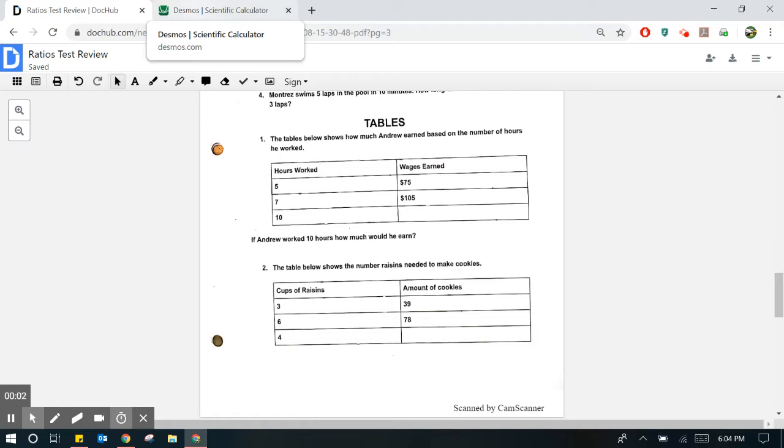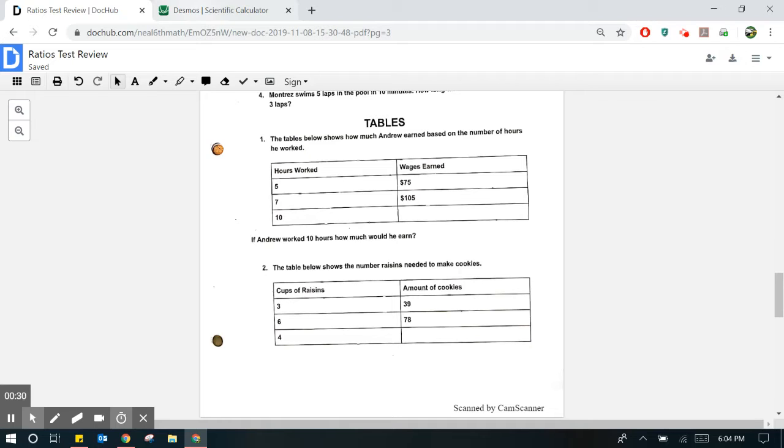Okay, we are still working on our ratios test review, and we're on the section called tables. Tables, again, it's the same idea, but instead of setting it up as a fraction bar, or as a tape diagram or a double number line, we're setting this up as a table, and it's really quite easy. So we'll read question 1 and then question 2, and then we'll move on.